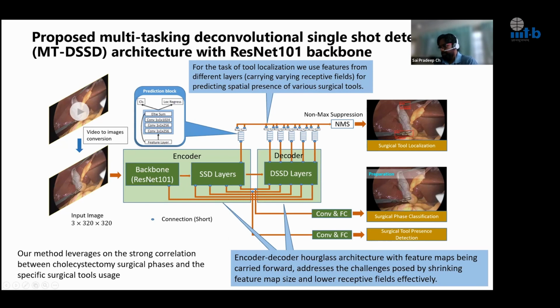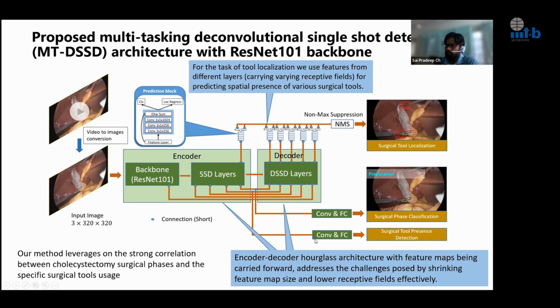So then we have an encoder decoder hourglass architecture with feature maps being carried forward. This addresses the challenge posed by shrinking feature map size and lower receptive fields effectively. Our method leverages the strong correlation between cholecystectomy surgical phases and the specific surgical tool usage. Initially, the dataset is provided.